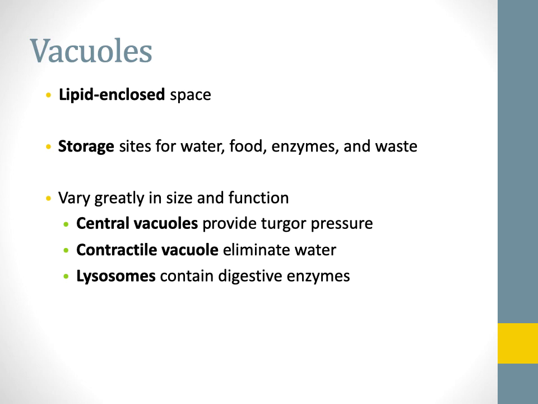And then lastly, in eukaryotic cells, we do have vesicles and vacuoles. These are membrane bound. And so this allows for storage of water, food, enzymes, and waste. Vacuoles and vesicles can be varied in their size and their function. So for some of our protozoans, we can see these central vacuoles that are really important in maintaining turgor pressure so that the cell stays kind of inflated. We can also have contractile vacuoles that allow for the elimination of water.